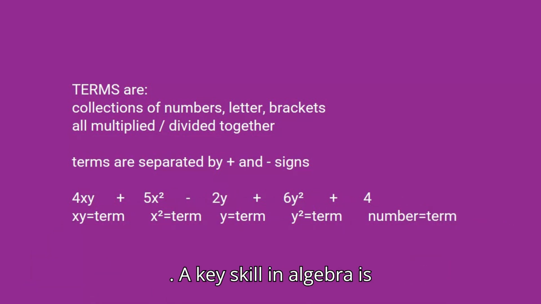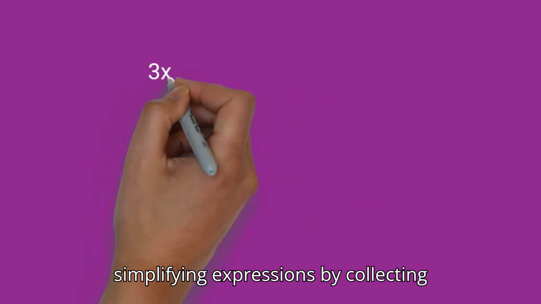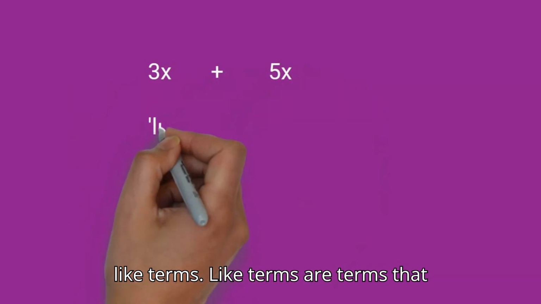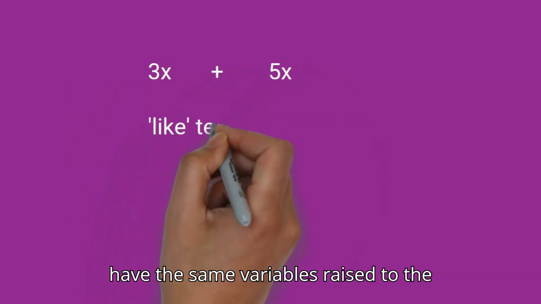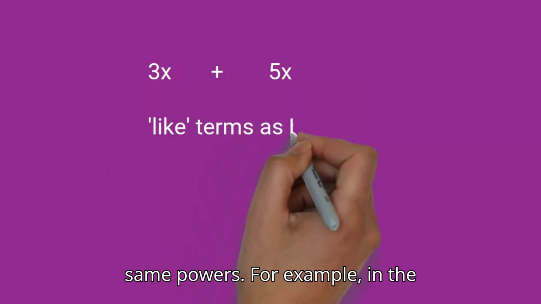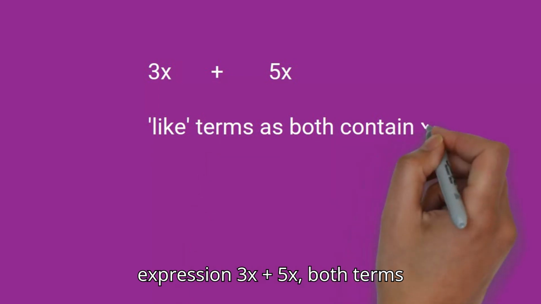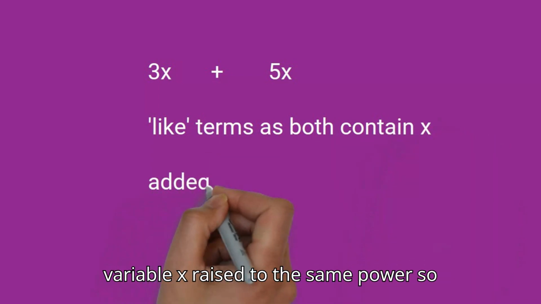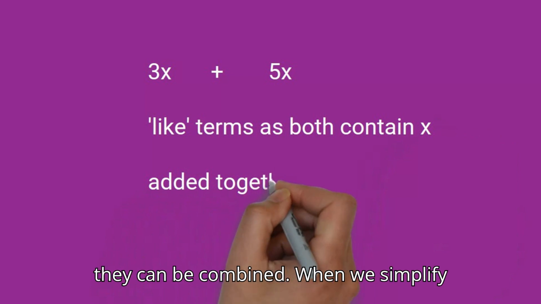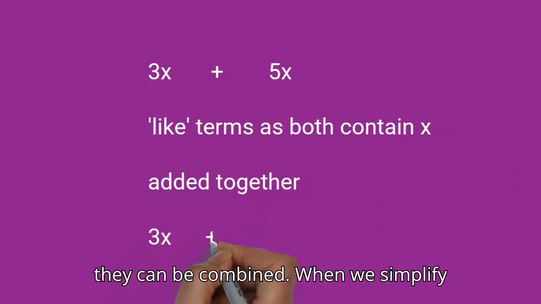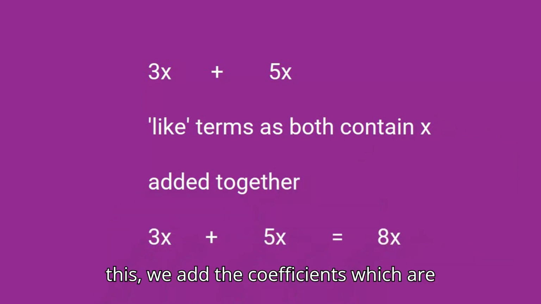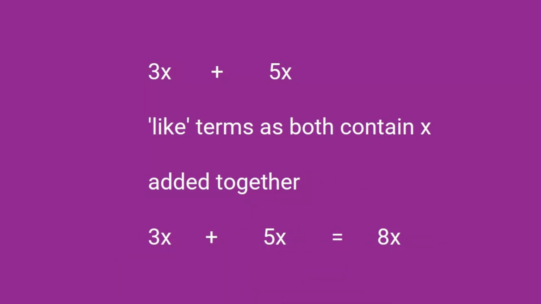A key skill in algebra is simplifying expressions by collecting like terms. Like terms are terms that have the same variables raised to the same powers. For example, in the expression 3x plus 5x, both terms are like because they both contain the variable x raised to the same power, so they can be combined. When we simplify this, we add the coefficients, which are the numbers in front of the variables. 3x plus 5x equals 8x.